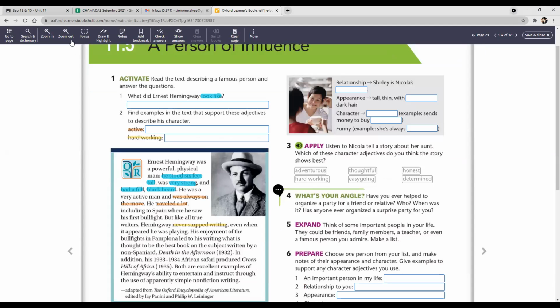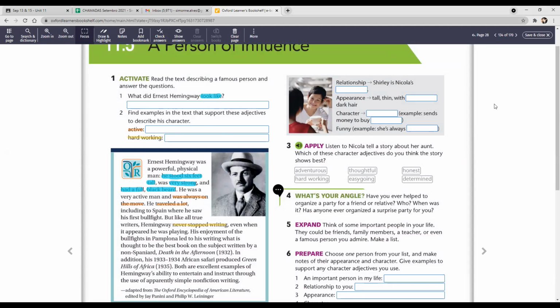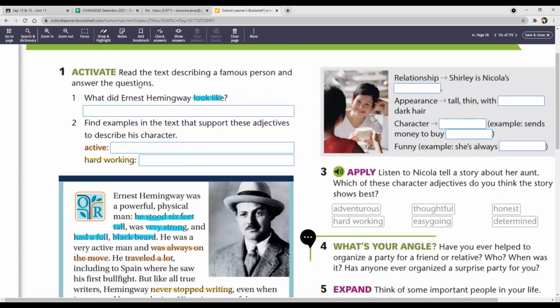So here in number 1, here in the first activity, we have, let me zoom in so you can see there. Read the text describing a famous person and answer the questions. So we know who this famous person is. It's Ernest Hemingway, right?